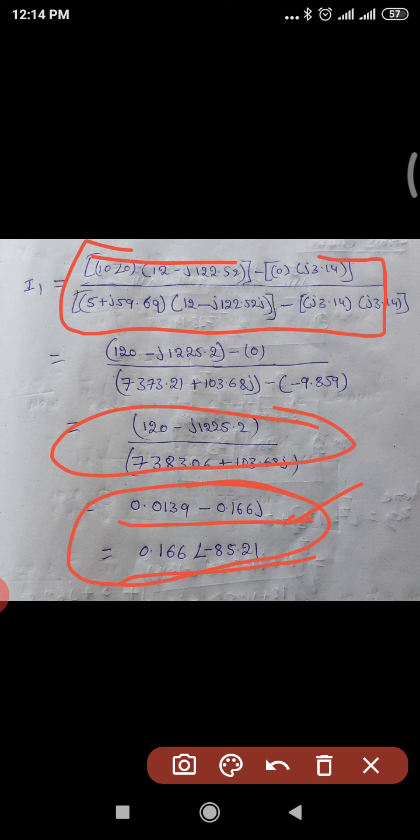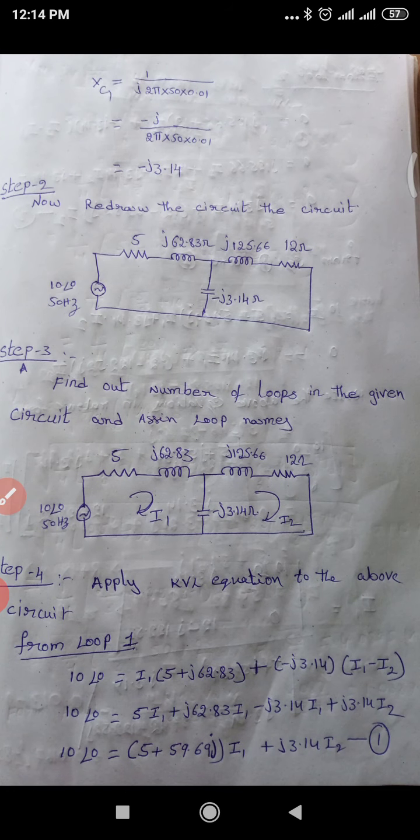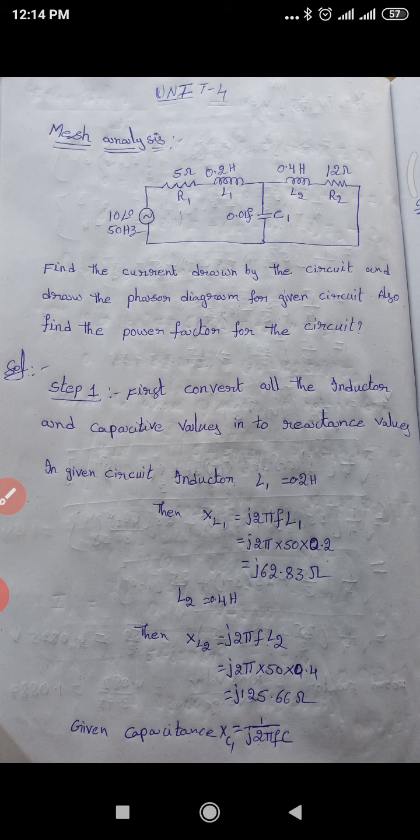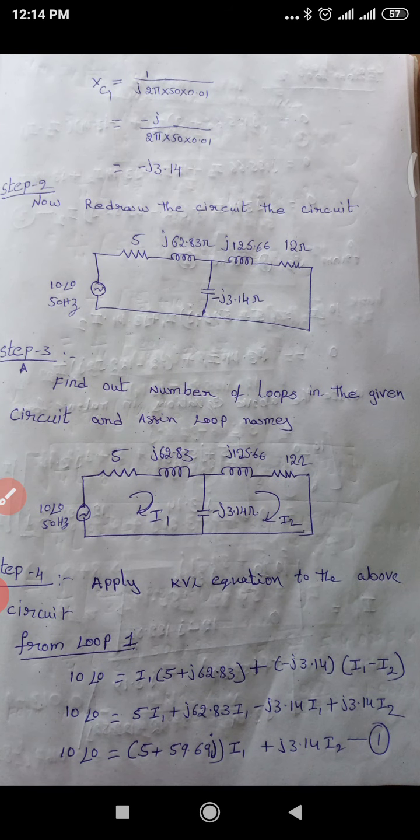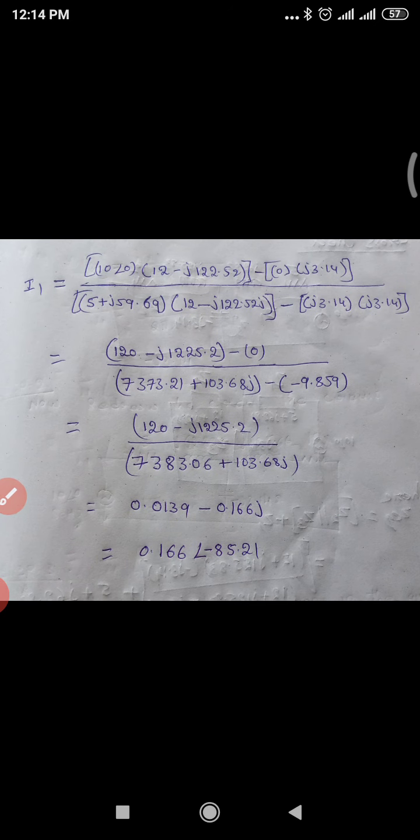Similarly, we could calculate I2 also, but here there is no need to find the I2 value. Why? Because in the given problem we are asked to find only the total current drawn by the circuit. If you observe this circuit, the total current drawn by the circuit I is nothing but the I1 loop current. If you calculate I1, we automatically get the total current drawn by the circuit. So there is no need to find I2. This I1 is nothing but the total current drawn by the circuit.